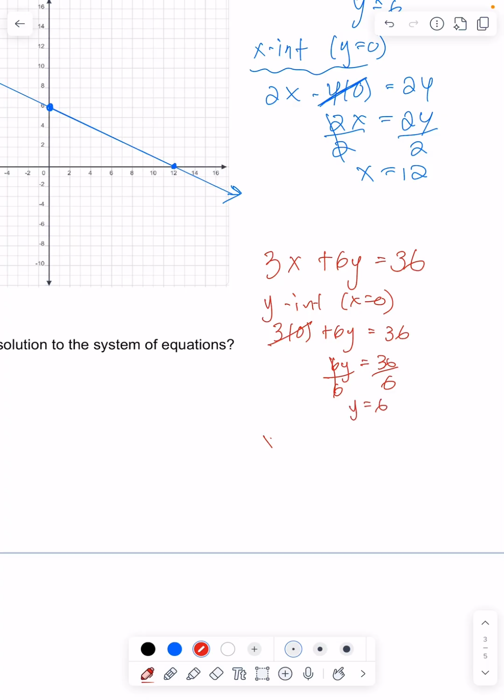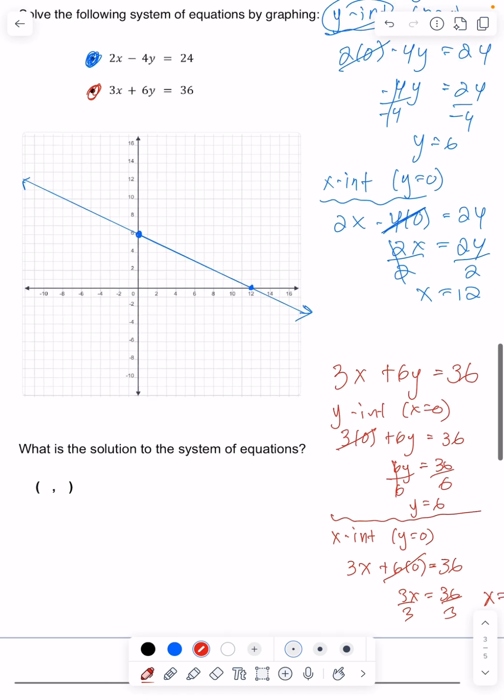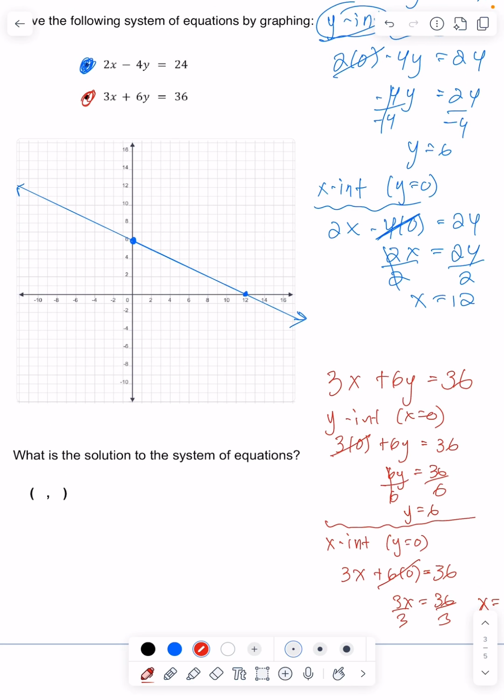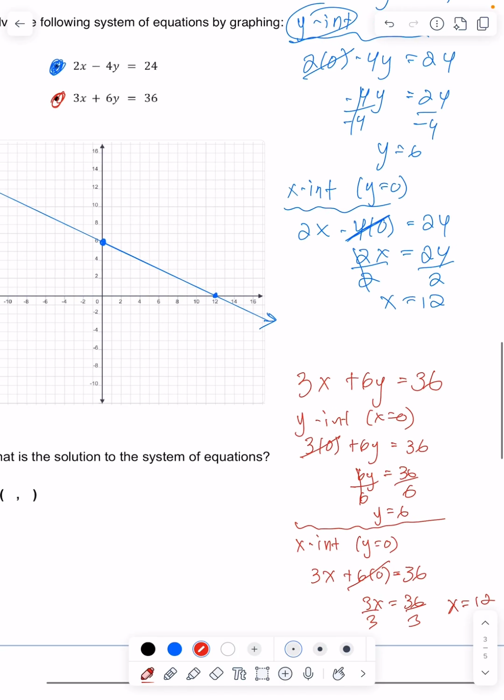But then to find the x-intercept, we set y equal to 0. So in this case, we get 3x plus 6 times 0 is equal to 36. That cancels out. We get 3x is equal to 36. Dividing by 3, we get that x is equal to 12. So for the red equation, the y-intercept was a positive 6.